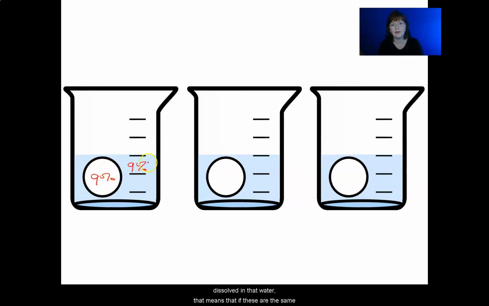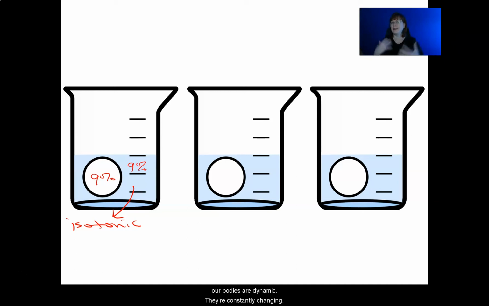That means that if these are the same, the solution out here, this ECF, is isotonic to that cell. Iso means same. Water, remember, wants to move down its concentration gradient. So water wants to move where there's less water. Now in this case, we have the same amount of solute on both sides of the membrane, which means we have the same amount of water on both sides as well.